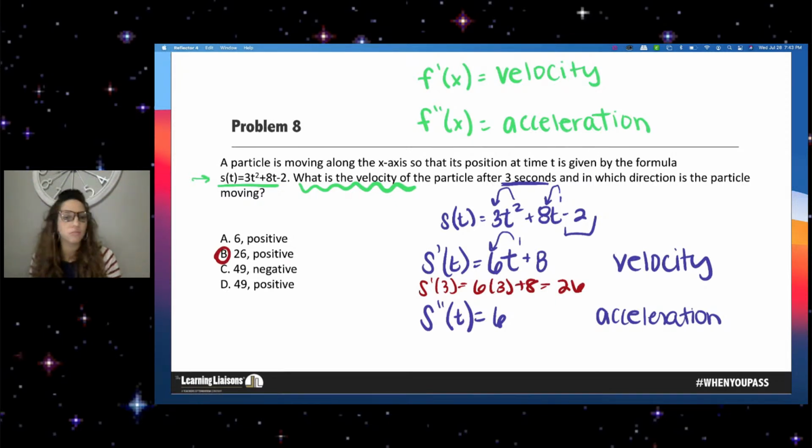You are not plugging 3 into the original function. That would give you the linear position of the particle, not the velocity or the acceleration.